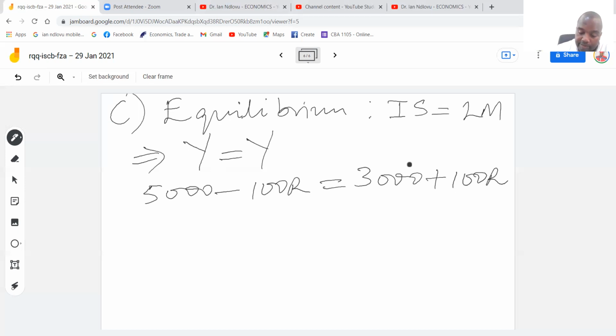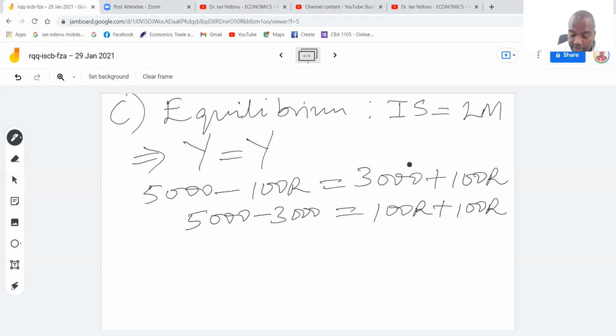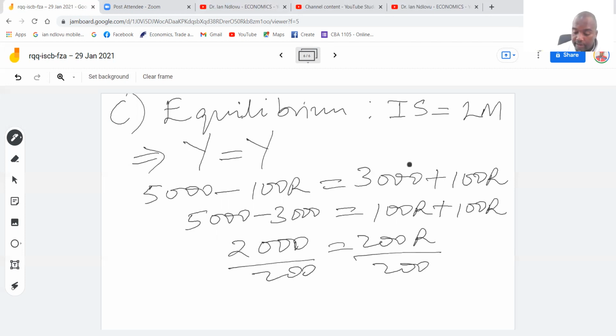And then next we group like terms together. We get 5,000 minus 3,000, which is equal to 100 R plus 100 R. On the left-hand side, we've got 2,000 being equal to 200 R. We divide both sides by 200 to get 10. So R, the interest rate, is equal to 10, maybe 10%, but we'll just call it 10.